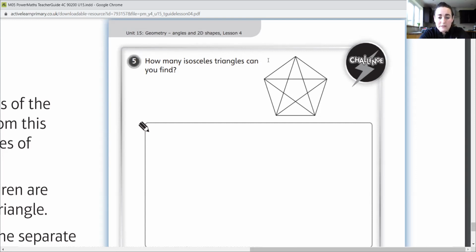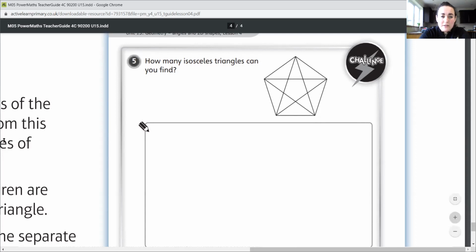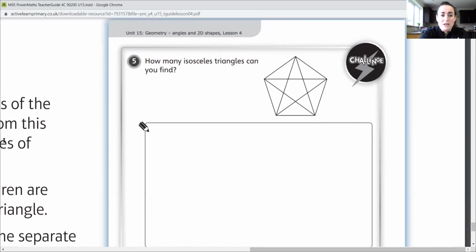And that is your learning for today. Again, please do send us a message on Class Dojo or via a message. If you're stuck with anything, please do let us know, because we can go through and give you some feedback on the lesson and try and help you out.